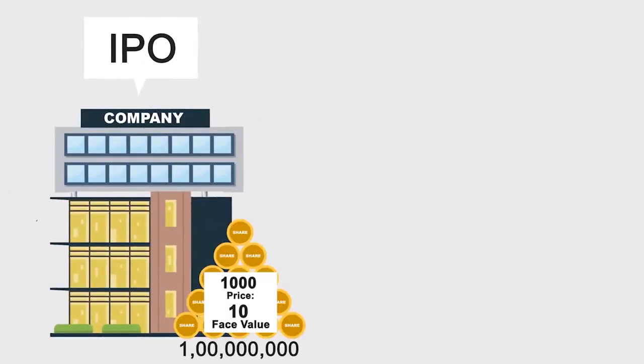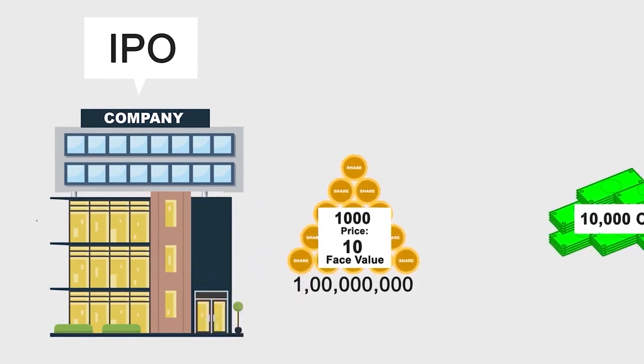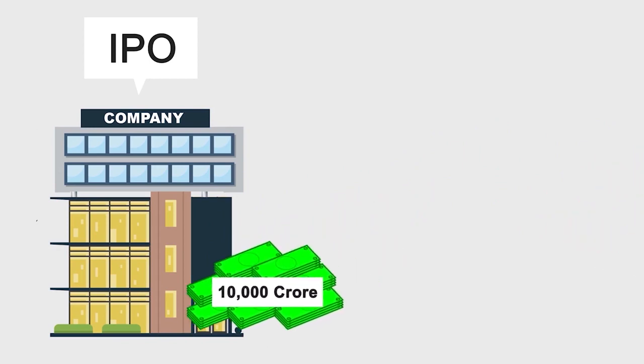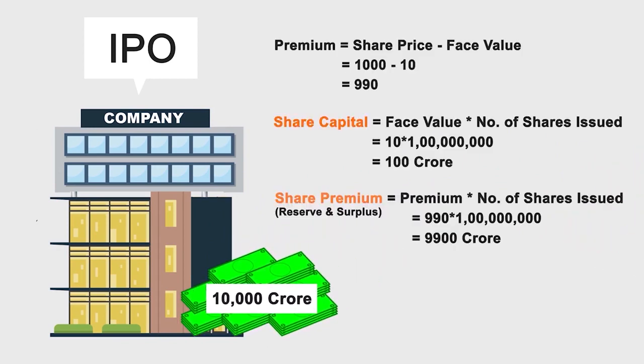Let us assume that a company is issuing 10 crore shares in its IPO. They have kept the face value for each share at rupees 10, but the same company is selling the shares to people at the price of rupees 1000. So, on selling 10 crore shares at the price of rupees 1000, the company will get rupees 10,000 crores. The face value of one share is rupees 10. The company has added a premium of rupees 990 and sold the share at the price of rupees 1000.